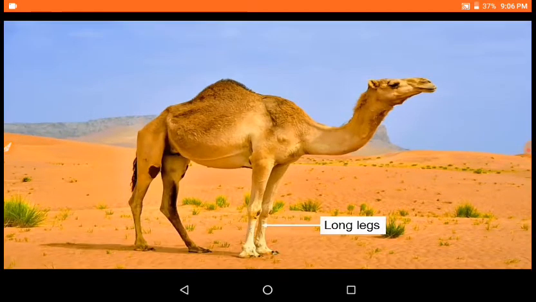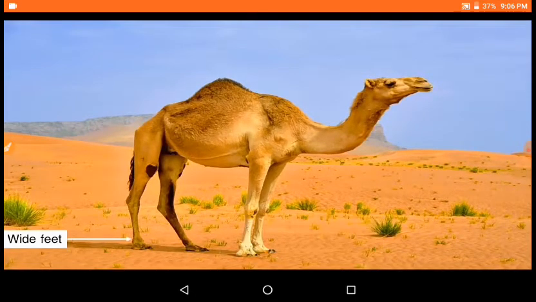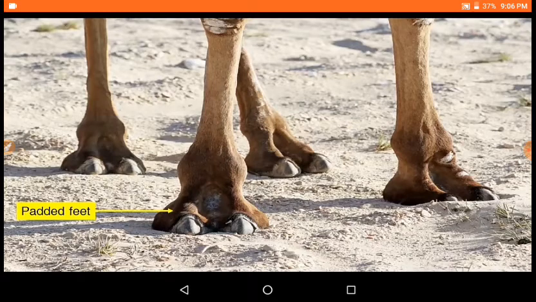Camels have long legs that keep their bodies away from the hot sand. The feet of the camel are wide, so they provide stability while walking in the sand. They are also padded, so they protect the camels from the heat of the sand and allow them to walk on it for a long time.